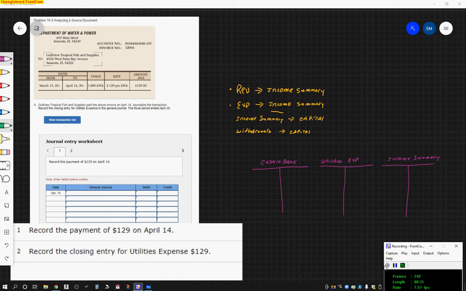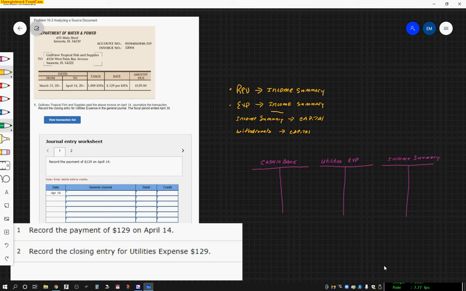So, identifying the accounts that are going to be affected. Number one, the first account that's going to be affected, and it tells you right here, is the expense account. And where do we spend money from? We're going to say the cash and bank account. So we have an expense account and a cash and bank account. And then the second part of that transaction, you can see noted down here, says record the closing entry for the utilities expense of $129. Well, let's just do the transaction first.